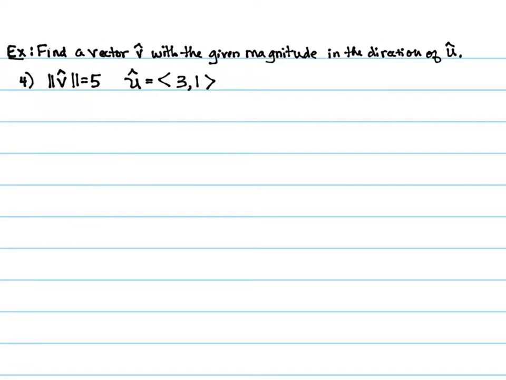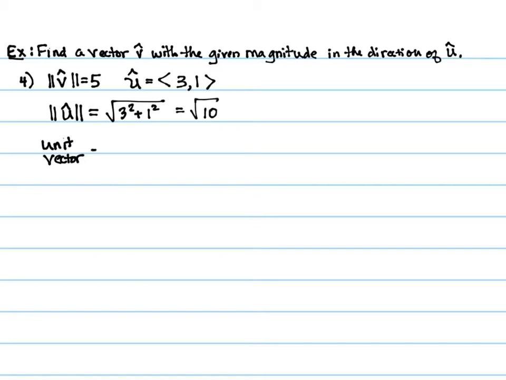So we'll find our unit vector first. We need to find the actual magnitude of the vector u that we were given, and then we'll find our unit vector. So what is the magnitude of u? Yeah, so 3 squared, which is 9, plus 1 squared, so I get square root of 10.